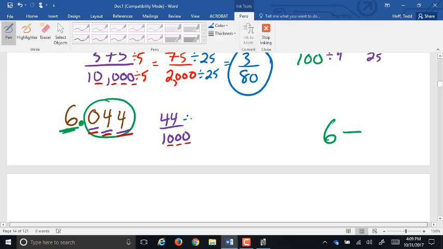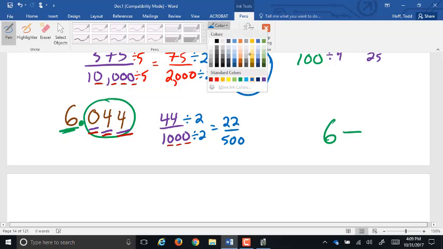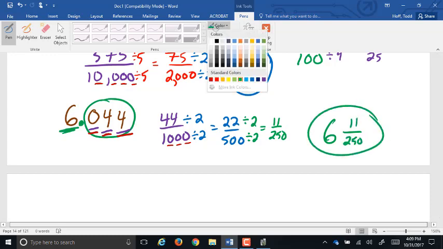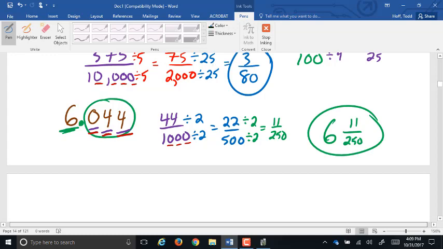As I go to reduce that, 44 and 1,000 can both be divided by 2. Gives me 22 over 500. Are we done? No, both of those can be divided by 2 again, giving me 11 over 250. So this is 6 and 11 250ths. Any questions there?